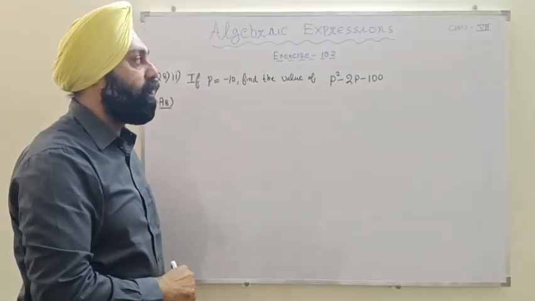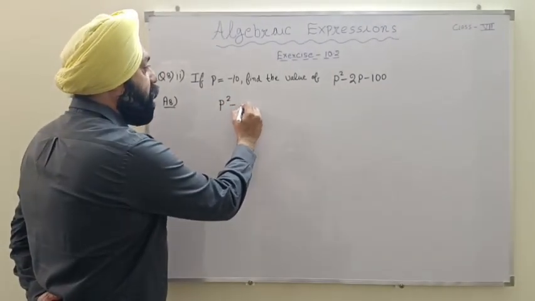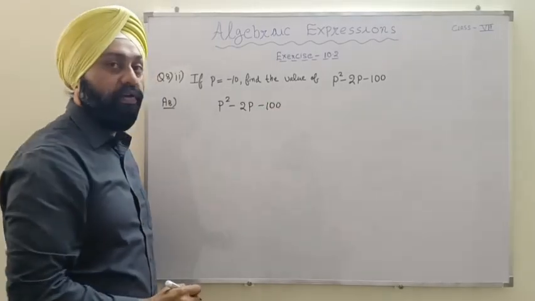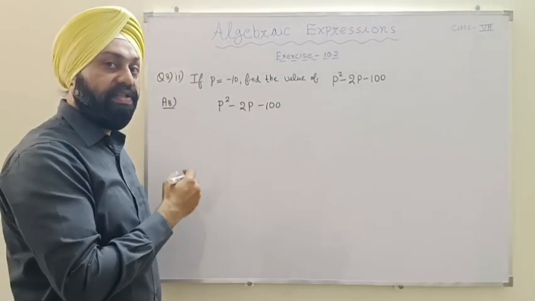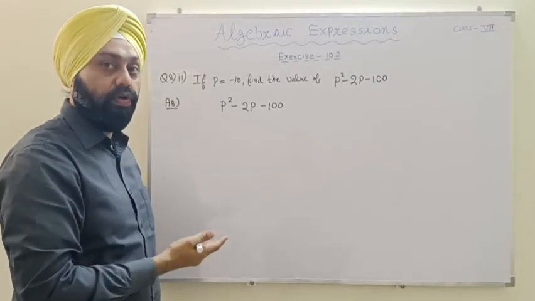So the second part is, if p is equal to minus 10, then we have to find the value of p square minus 2p minus 100. So we will write p square minus 2p minus 100. Before putting in the value, we have to check whether it is in simplified form or not, whether we can add or subtract any terms or not.